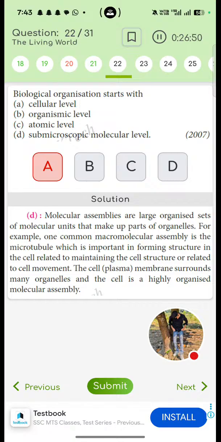Molecular assemblies are large organized sets of molecular units that make up parts of organelles. For example, one common macromolecular assembly is the microtubule, which is important in forming structures in the cell related to maintaining the cell structure or to cell movement. The cell membrane surrounds many organelles and the cell is highly organized. Biological organization starts with the submacroscopic molecular level. This question came in NEET 2007.